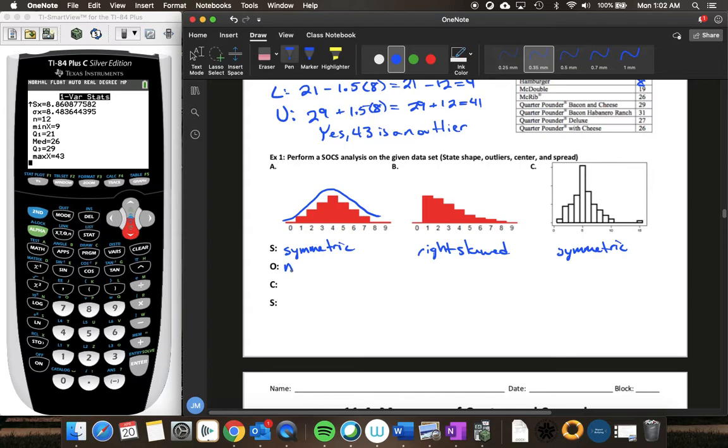I would say both A and B pretty clearly you don't have any outliers. I would say C pretty clearly you do have an outlier. So we're going to say that there's an outlier at 15.